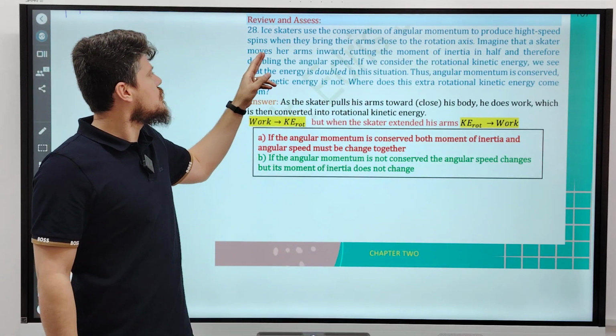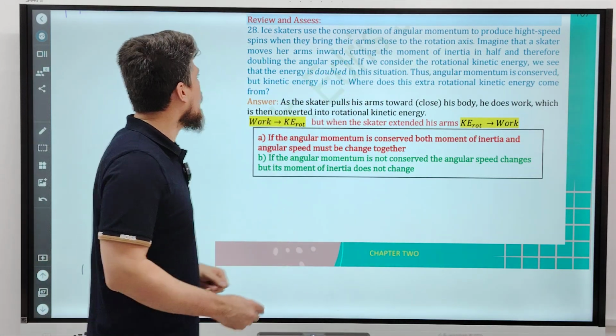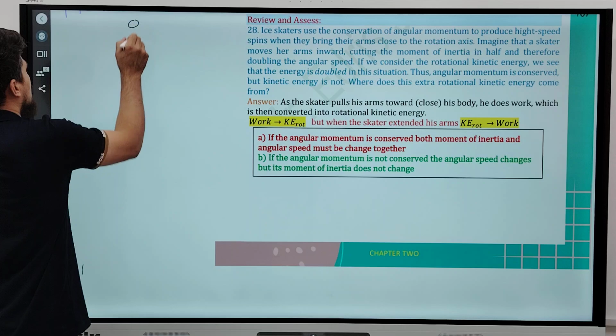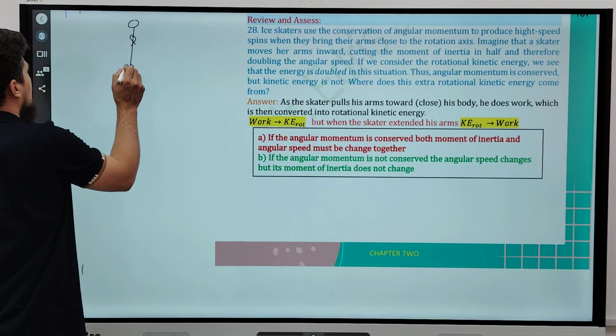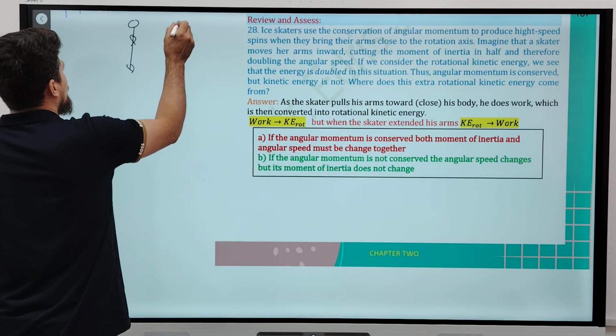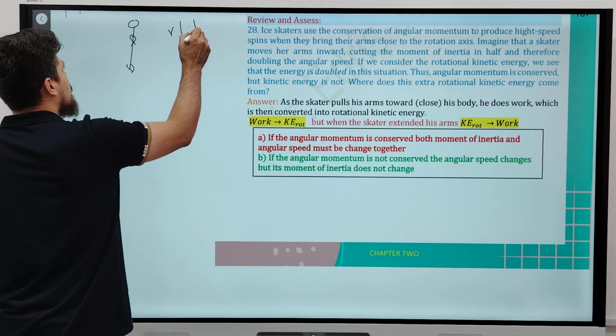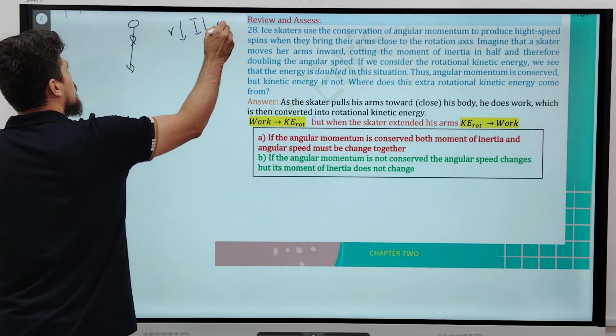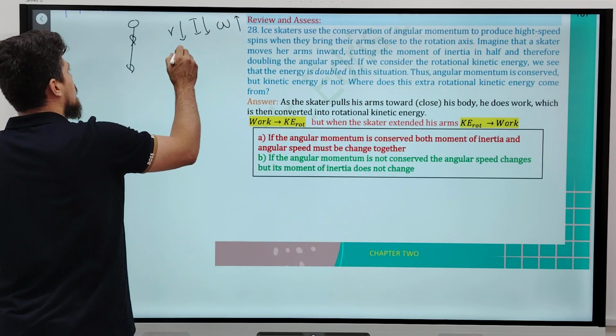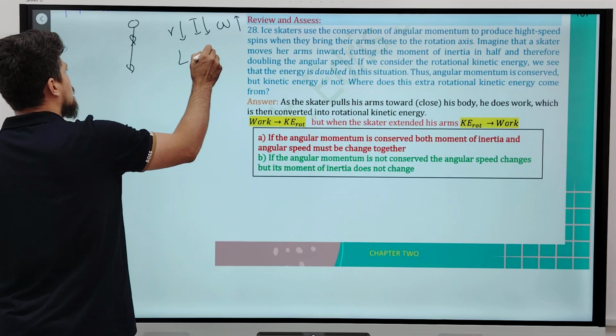Imagine that a skater moves her arms inward. In that case, what happens to R? Decrease. Moment of inertia? Decrease. But angular speed? Increase. L is constant.